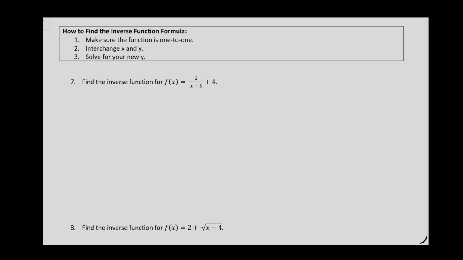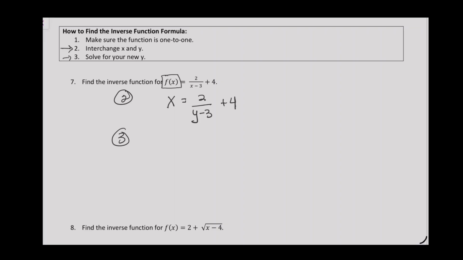If I grabbed a calculator, we would see the graph, but I don't want to focus on what the graph looks like right now. I want to focus on the process for finding the equation of the inverse. So the steps are, because our inputs and our outputs flip-flop, we are going to interchange the x's and the y's. So this part is going to be 2 over y minus 3, plus 4. Normally we would equate the function to the y value, so when we change that, it's going to go to x. Now, I'm going to solve this for my new y. That's step 3.